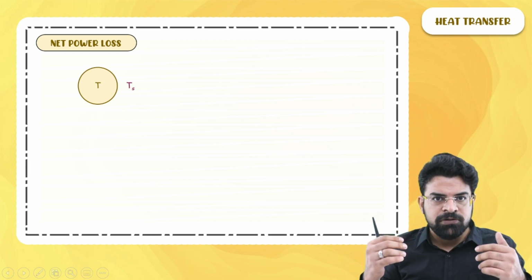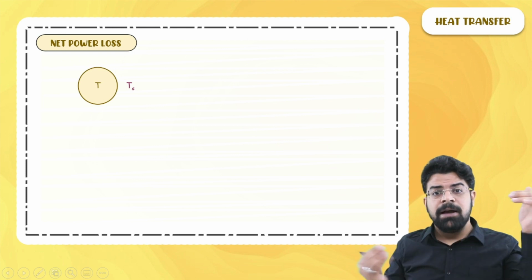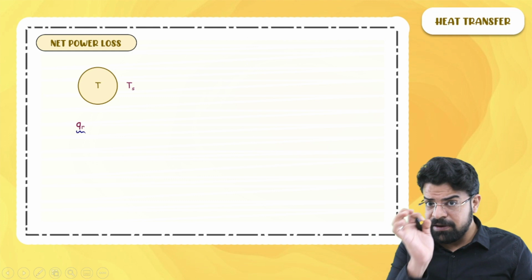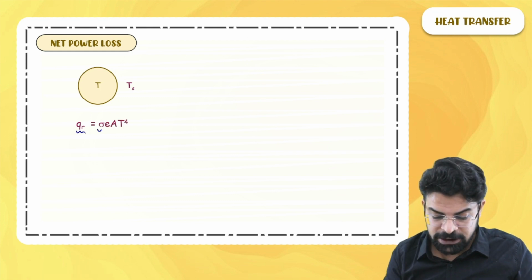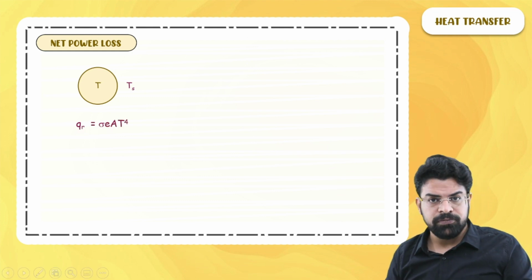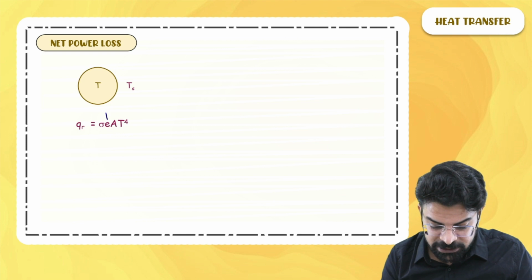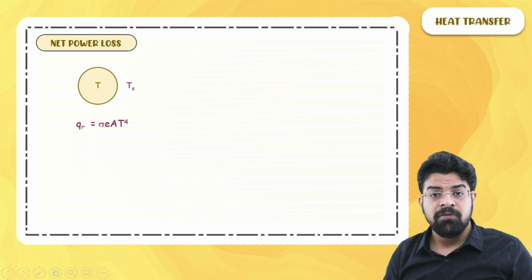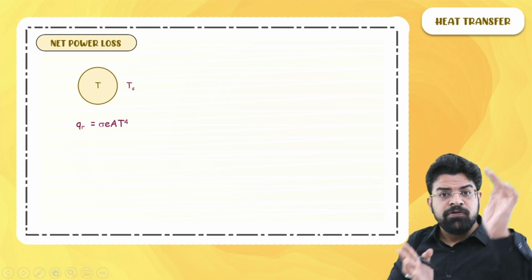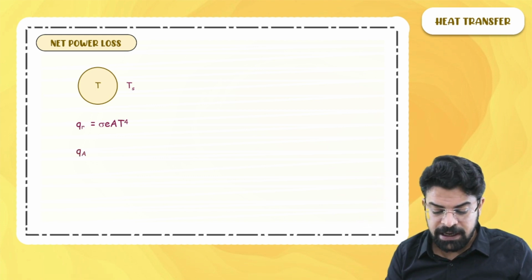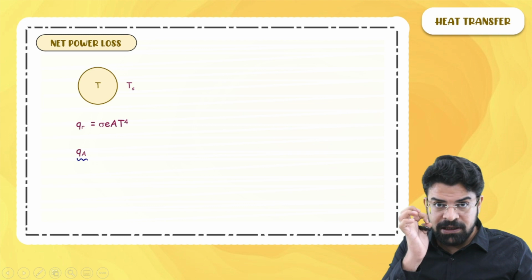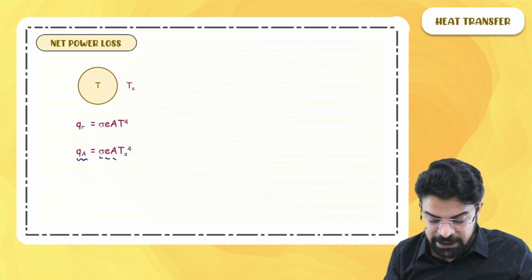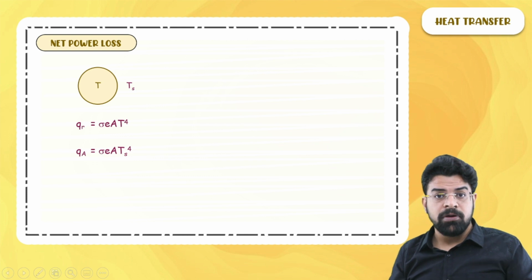Because it is above 0 Kelvin, it will even absorb radiation from the surroundings. You will say that the heat radiated will be equal to sigma E A T raised to the power of 4, where E is the emissivity of this material and T is its temperature. It will even absorb radiation from the surroundings, and that absorbed power, the energy absorbed per second, is given by sigma E A times the temperature of the surroundings raised to the power of 4.